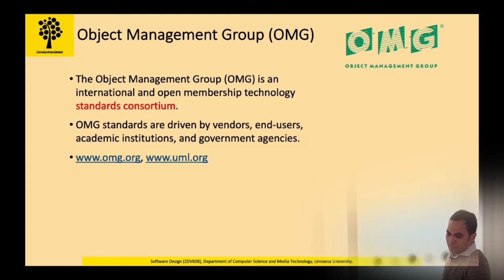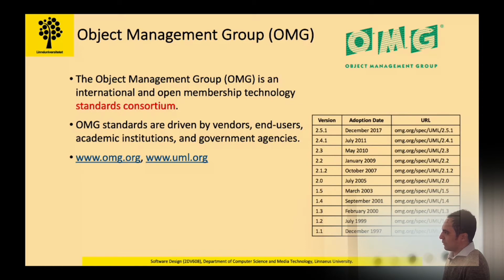UML was proposed by OMG. OMG is an open standard group, so anybody can join the OMG initiative. End users are also stakeholders of the OMG itself, and what they do is provide standards for modeling or describing your requirements using graphical notations. So they are the sole initiator of the UML modeling language. There are many versions of the UML, and I think the latest version is 2.5 or maybe 2.5.1, and it started more than 20 years ago.